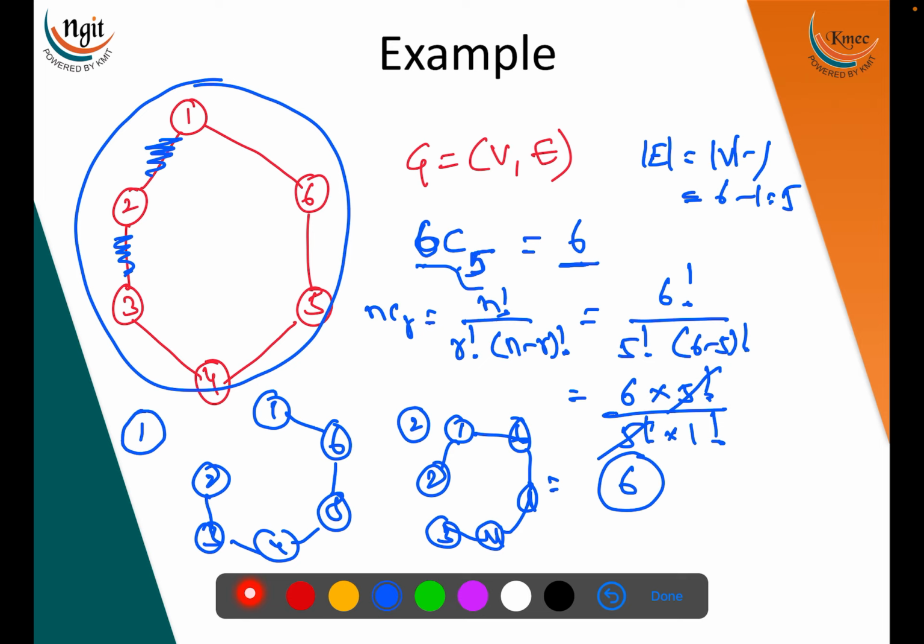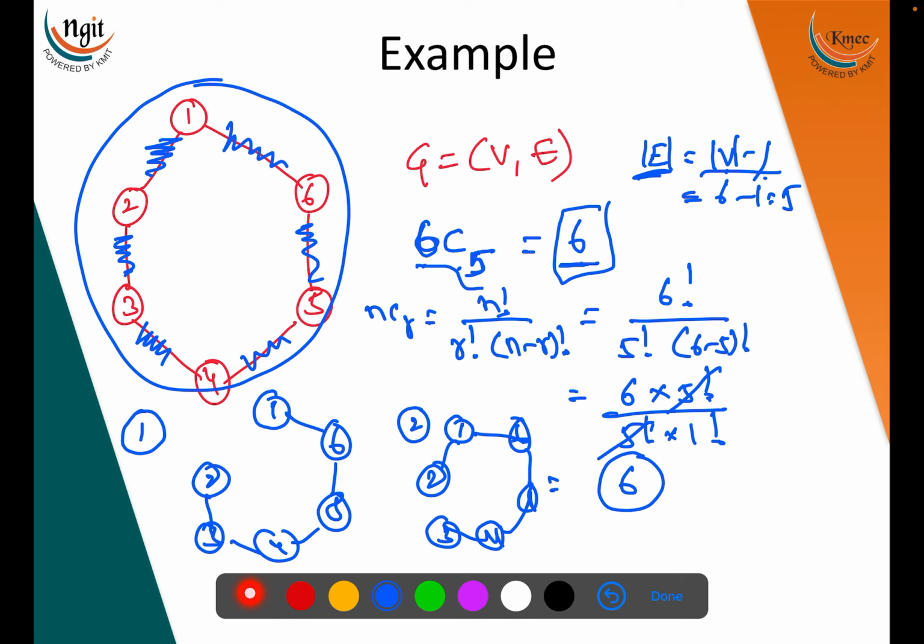So likewise, I can take all these edges, each time, not all the edges in one shot. In one shot, we'll take one edge out. That is V minus 1. The possible number of edges in a spanning tree is equal to V minus 1. Always you have to ensure that the number of edges in the spanning tree is V minus 1. So finally, for this graph, you can get 6 spanning trees.